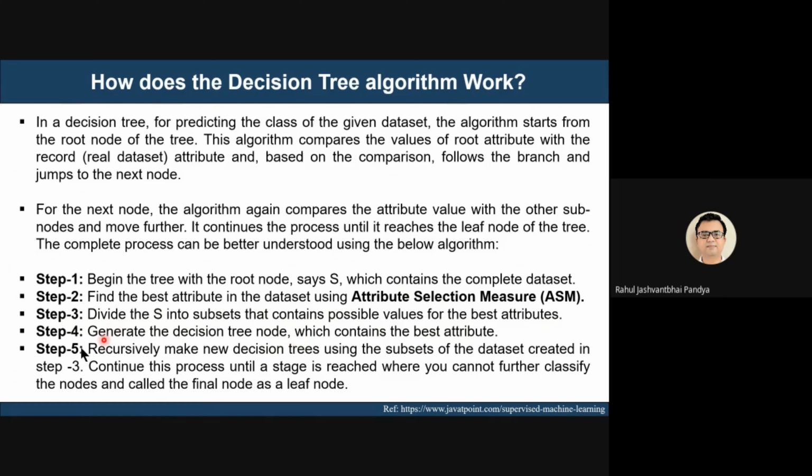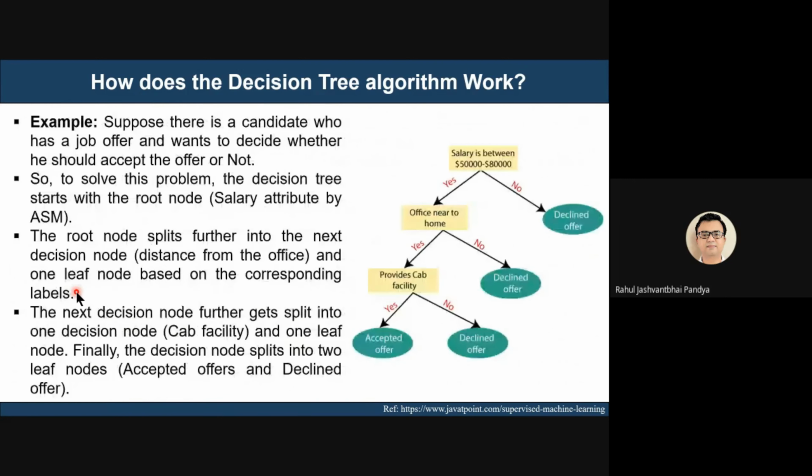Step number 4, recursively make new decision trees using the subsets of the data set created in step number 3, and continue this process until we reach the stage where we cannot further classify or divide the nodes, and then we reach the leaf node or final node. So that's my final, expected outcome. That's how this algorithm works.